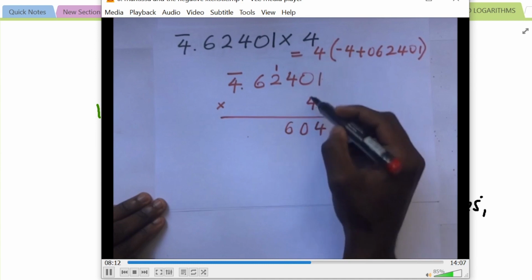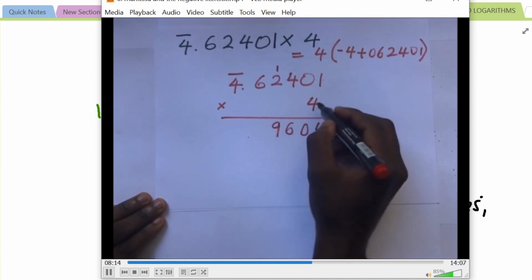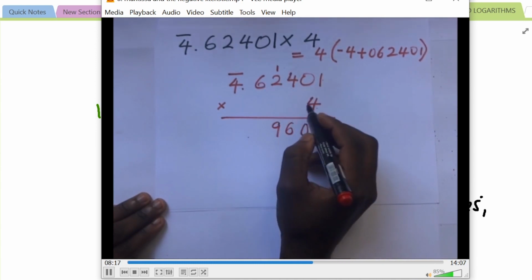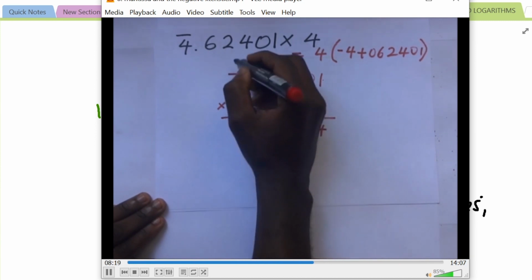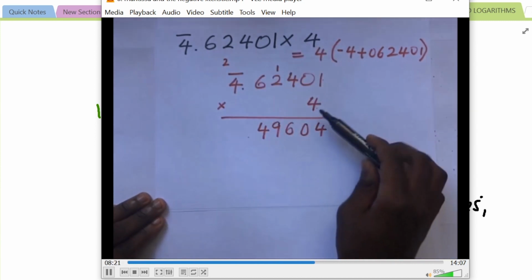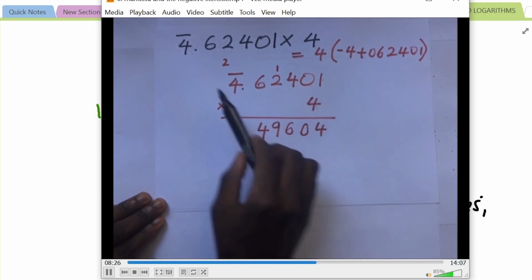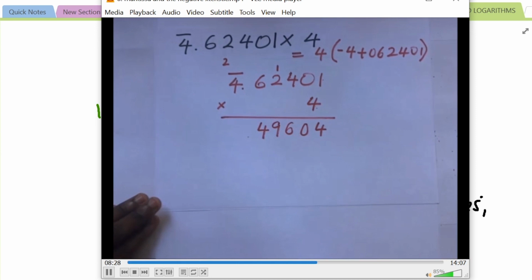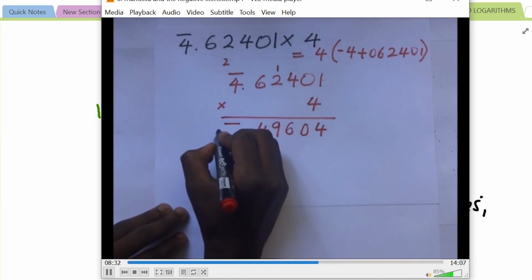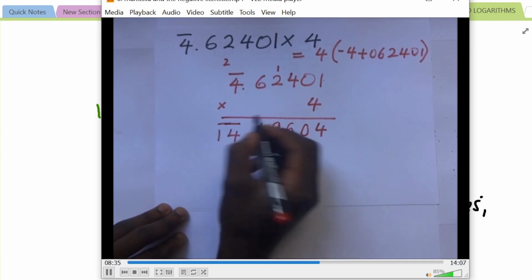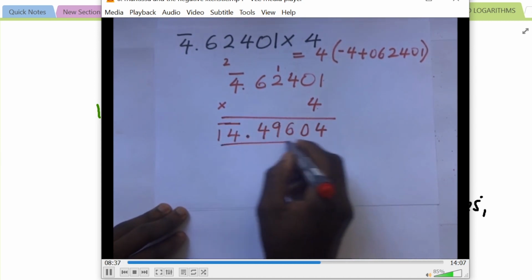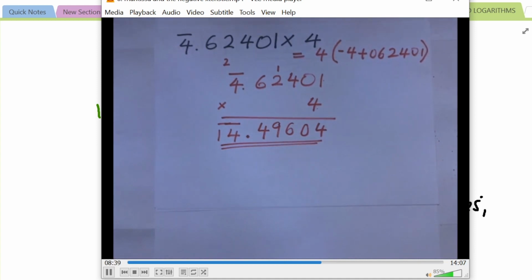So 6 carry 1. 4 times 2 is 8 plus 1 is 9. 4 times 6 is 24. So you write 4, you carry 2. So 4 times negative 4 is going to be negative 16. Negative 16 plus 2 is going to give us negative 14. So it becomes bar 14 point, like that. And that is how we multiply logarithms with negative characteristics.